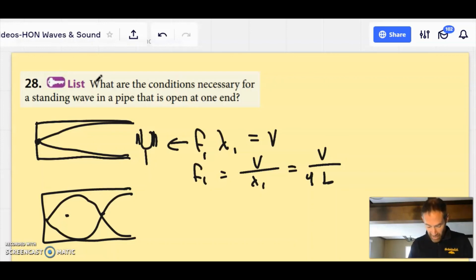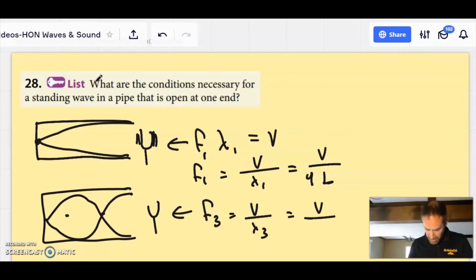And so I could have this tuning fork out here, and its frequency could be something so that I have the wave speed divided by that third wavelength, or the wave speed divided by 4/3 the length of the tube. So you can see that 3 times the fundamental frequency will work, 5 times the fundamental frequency will work, 7, 9, 11, any odd multiple of that fundamental frequency will work.